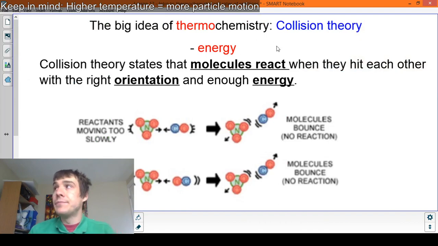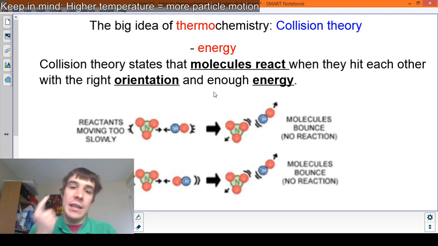Collision theory. Collision theory states that molecules will react when they hit each other and two things are correct. They have to be the right orientation and they have to have the right energy. So the right orientation and enough energy.